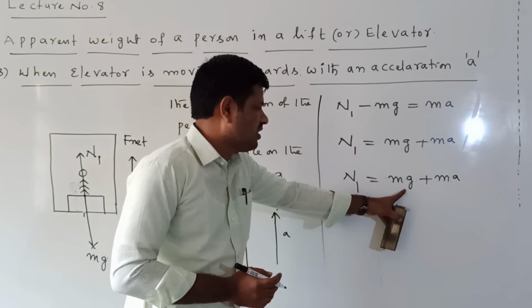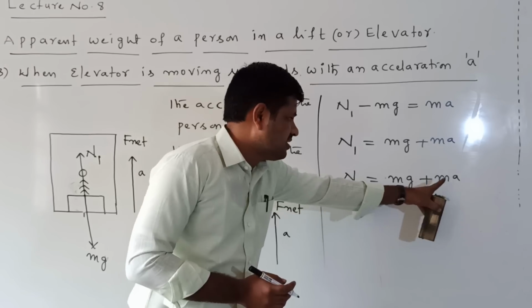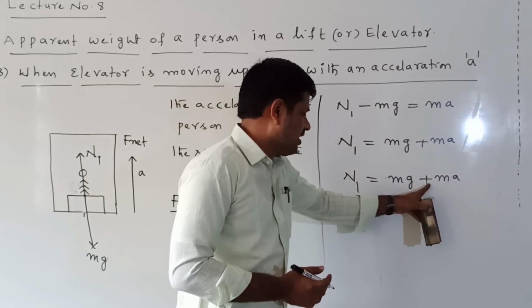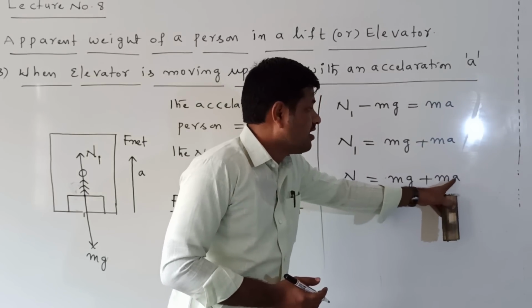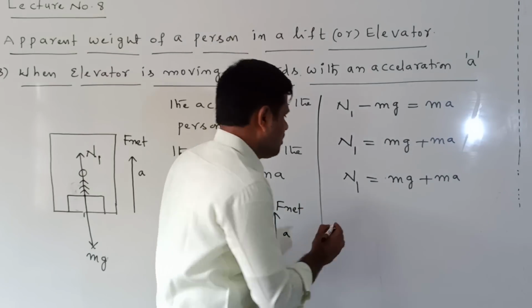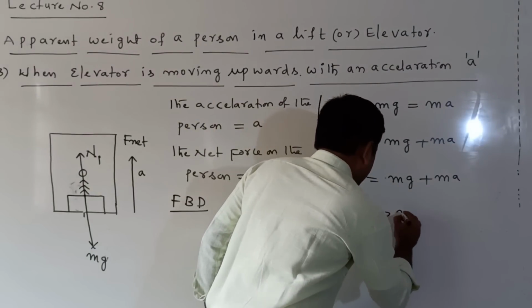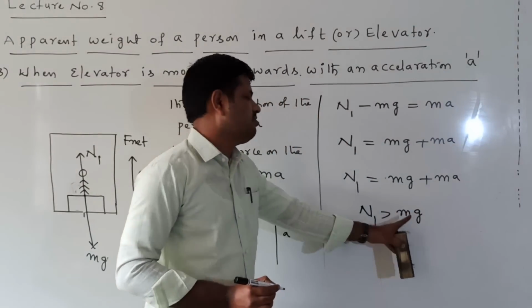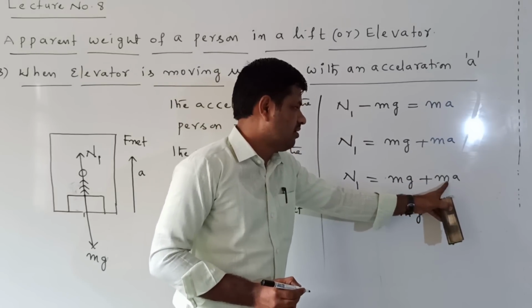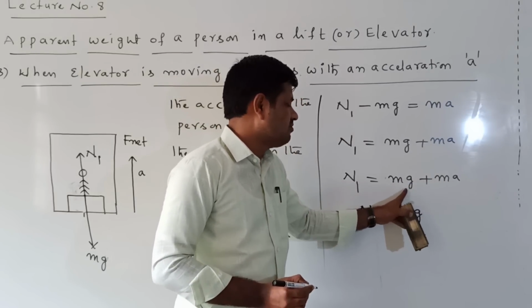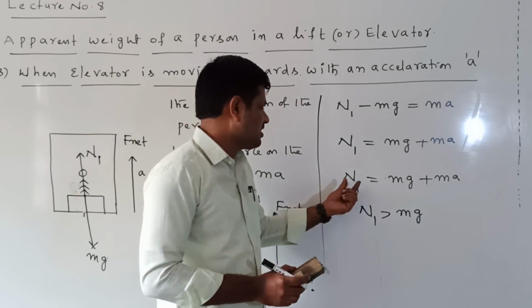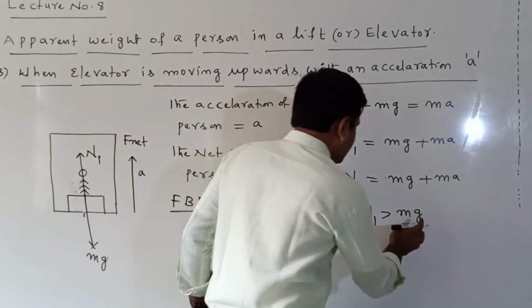Why is n1 more than mg? Because ma is adding to the mg. Some value is adding to the mg. That's the reason n1 is more. So n1 is greater than mg.